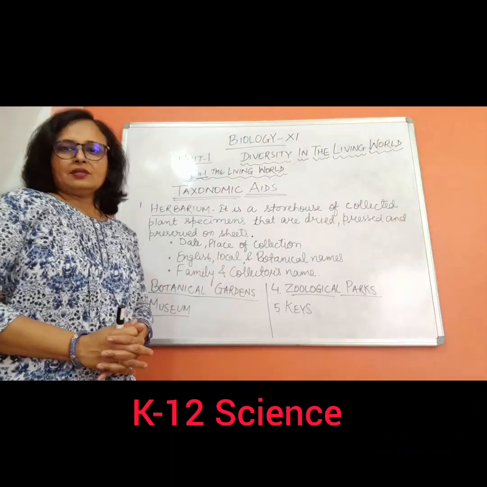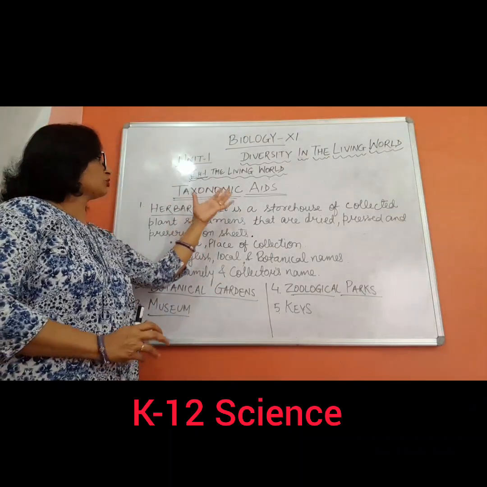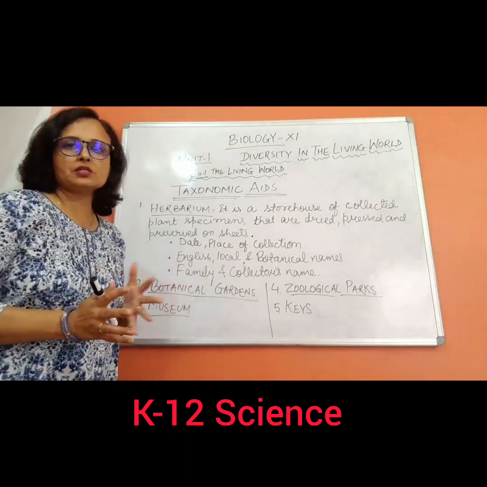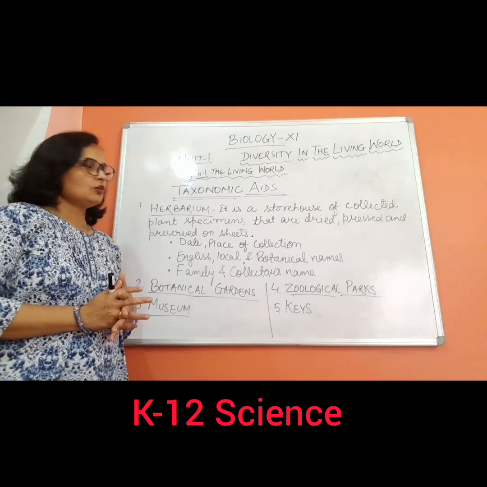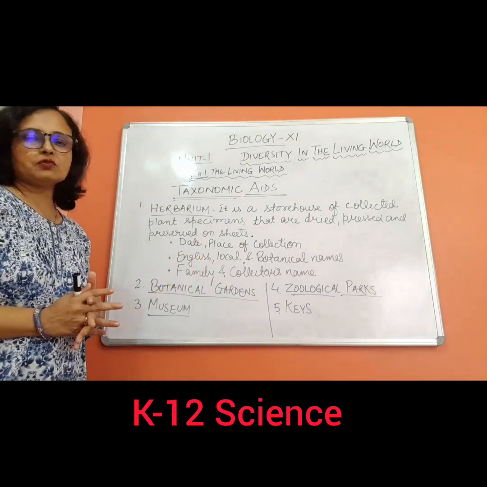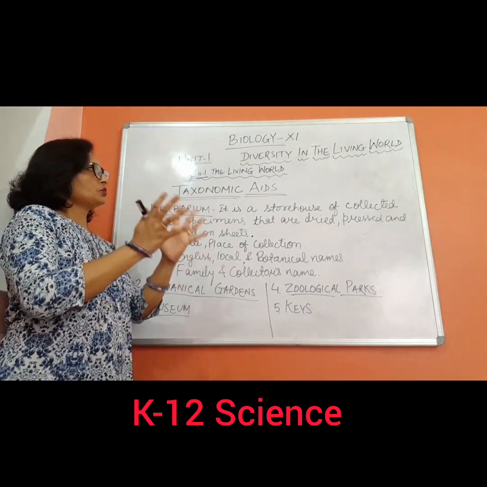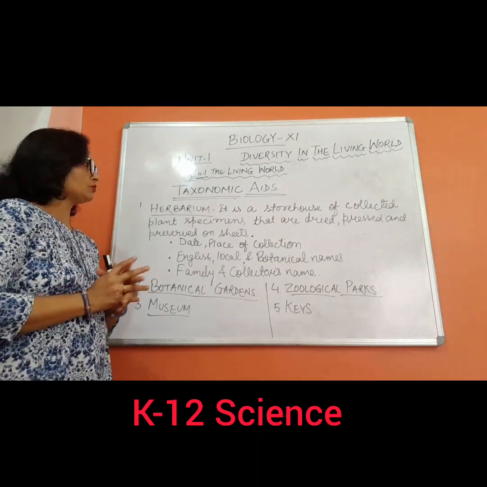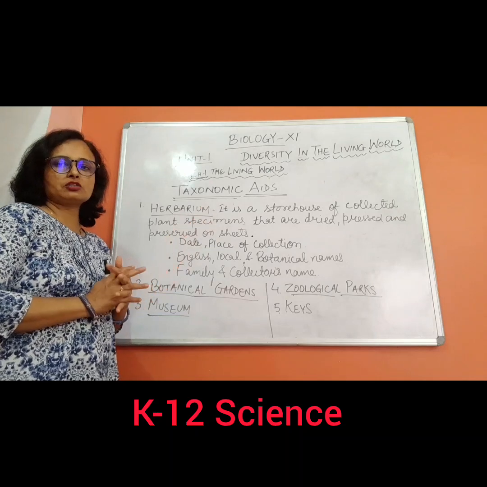Hello everyone. Let us study about taxonomic aids, which are required to study the different kinds of diversity and variations of living organisms found in this world. We need to study the diversity in this living world. So how will we study all this diversity? By using different kinds of taxonomic aids.